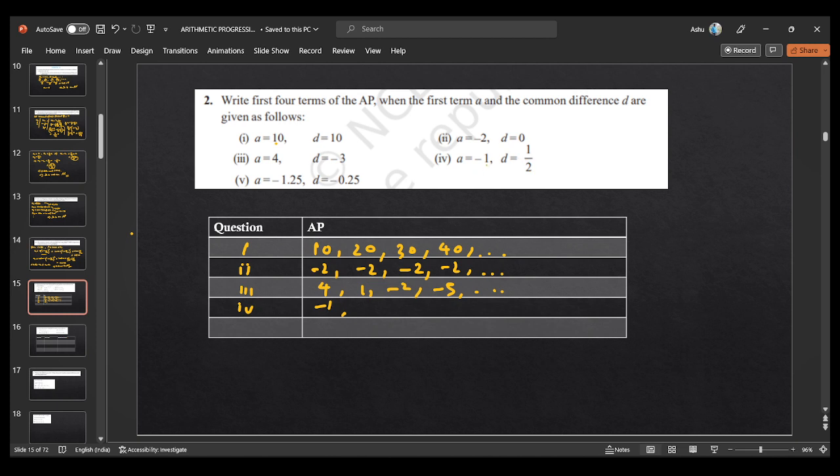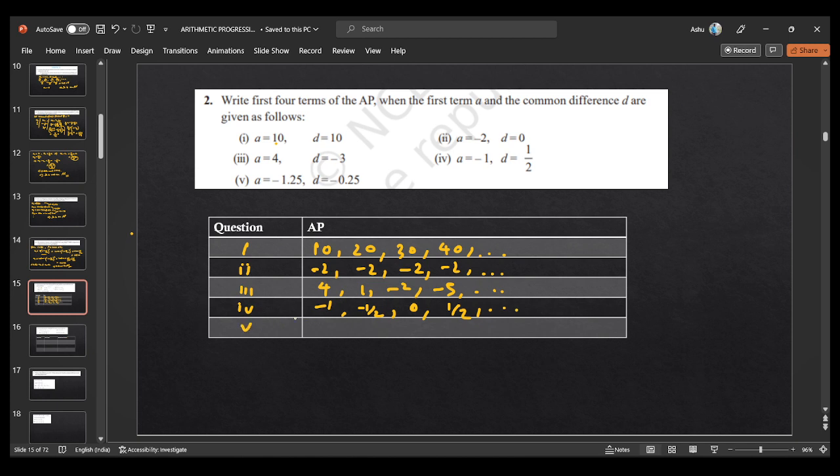So minus 1 plus 1 by 2 will be minus 1 by 2. We again add 1 by 2. In minus 1 by 2 we will get 0. Then if we add 1 by 2 here, we get 1 by 2 and so on.